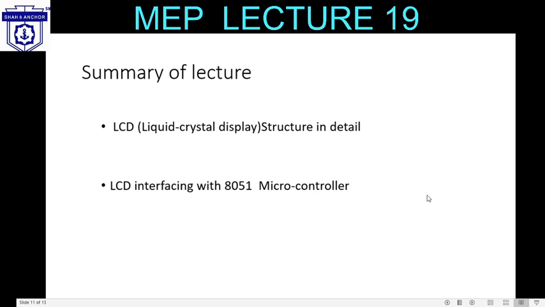So what did we learn today? We learned the structure of the LCD, the liquid crystal display, 16 by 2, and then we learned how to interface the 8051 with the LCD.